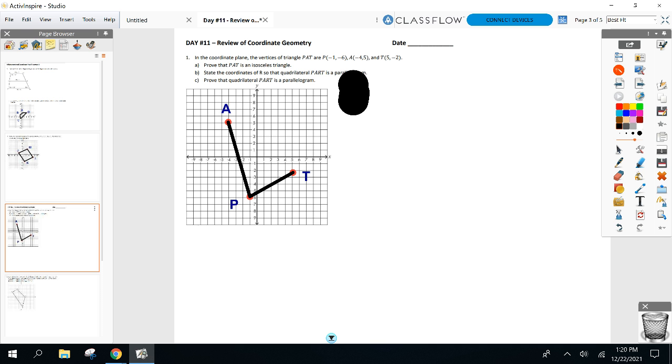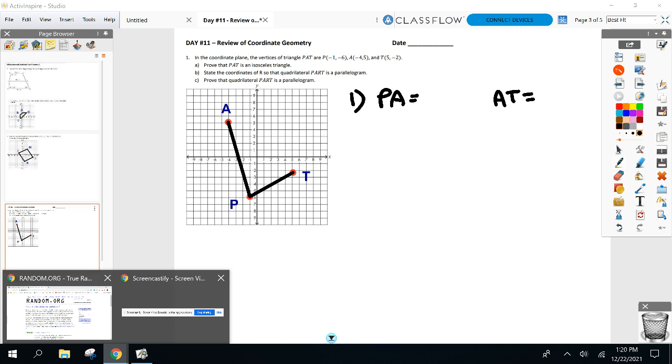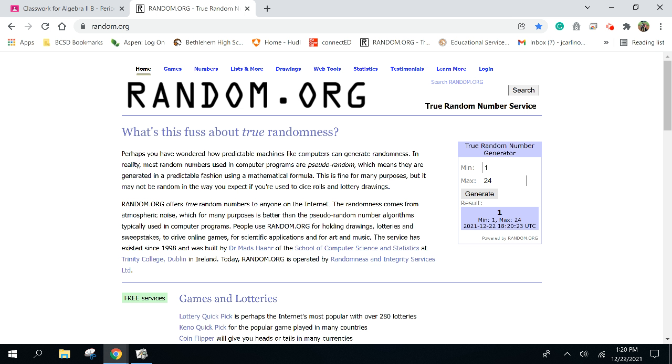Whoa, easy on that. I don't think I need that size pen, huh? Let's try that one. All right, so I need distance. So in your groups right now, go ahead, find the distance of PA and find the distance of AT. No need to simplify the radical at the end. Go right ahead, talk with your group, make sure you guys are all in agreement before somebody gets called on.